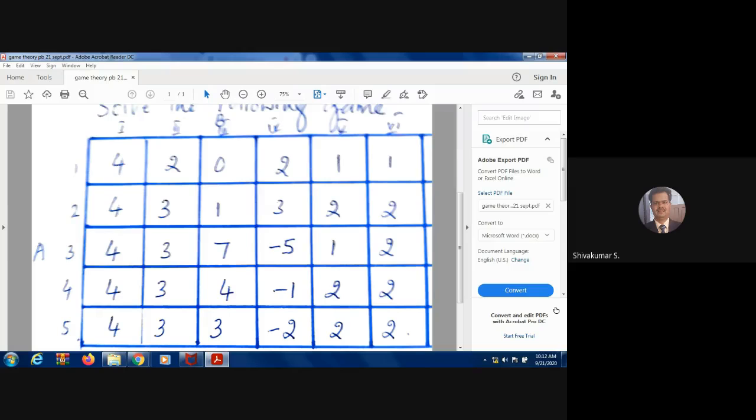These are all values indicating the outcome for player A. A plus value is a gain for A. A minus value is a gain for B. A minus value is a loss for A. A plus value is a gain for A. These are all the outcomes of the game, corresponding to the strategies they use.